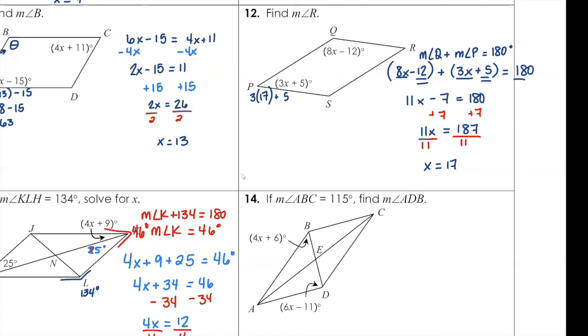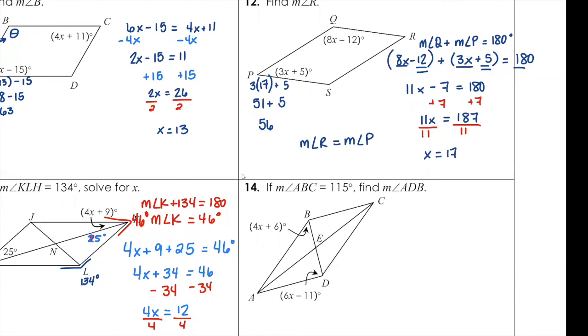17. 3 times 17 is 51. And then 51 plus 5 is 56. So if P is 56, R must be... R equals P. So the measure of R equals 56.